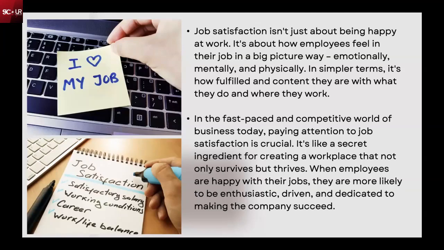It is like a secret ingredient for creating a workplace that not only survives but thrives. When employees are happy with their job, they are more likely to be enthusiastic, driven, and dedicated to making the company succeed and be successful.